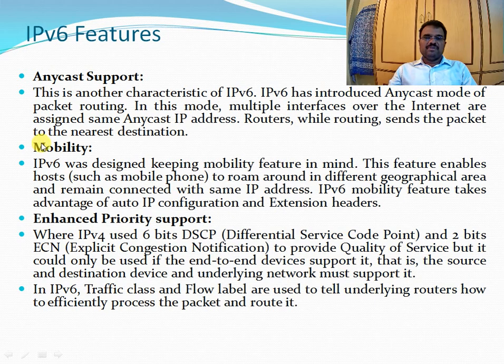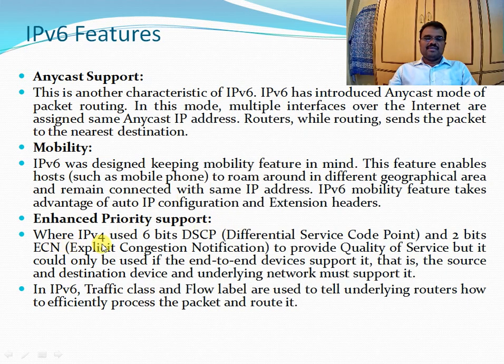So another feature is mobility. IPv6 is designed keeping the mobility feature in mind. This feature enables hosts such as mobile phones, laptops, cars, or any mobile networking device to roam around in different geographical areas and remain connected with the same IP address. The IPv6 mobility feature takes advantage of auto IP configuration and extension headers. This facility is very limited or not available in the IPv4 version.